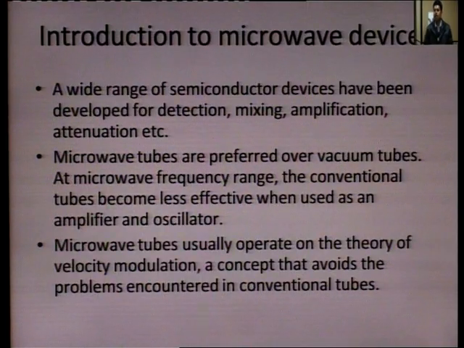Now, introduction to microwave devices. A wide range of semiconductor devices have been developed for detection, mixing, amplification and attenuation of microwaves. So, microwave tubes are preferred over vacuum tubes at microwave frequencies. The conventional tubes become less effective when used as amplifiers or oscillators. Basically, microwave frequencies are used for transmission of signals from one place to another.